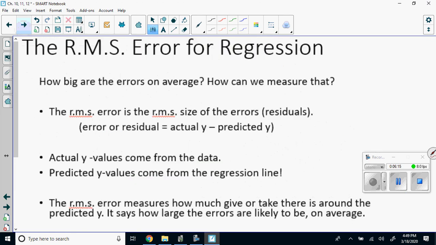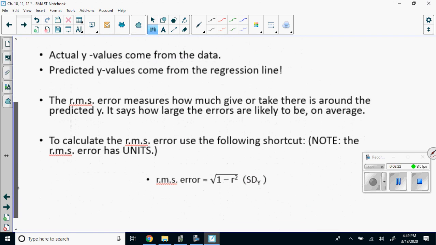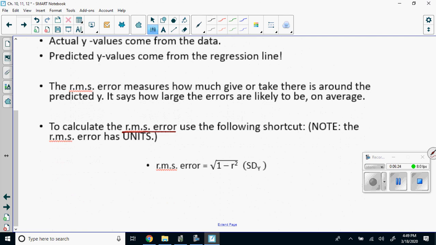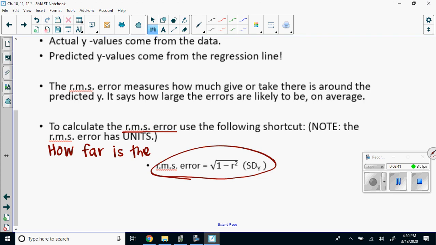We don't have to do it dot by dot though. We have a formula for it. To find that RMS error, we use this formula. And you will know you need to use that formula if it says RMS error or if it says how far is the prediction off by, or is the prediction expected to be off by?